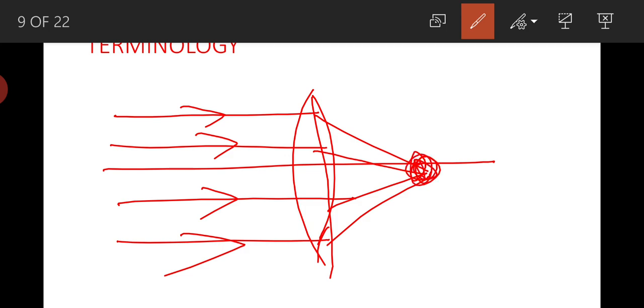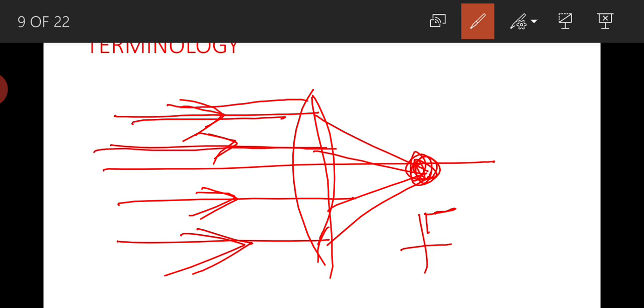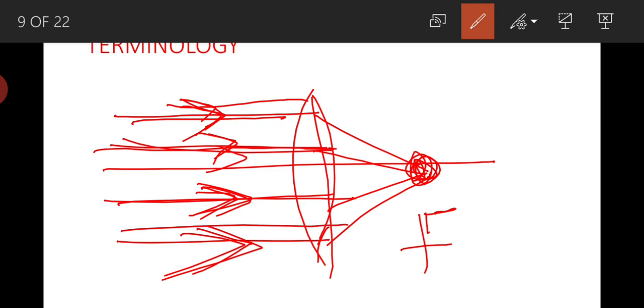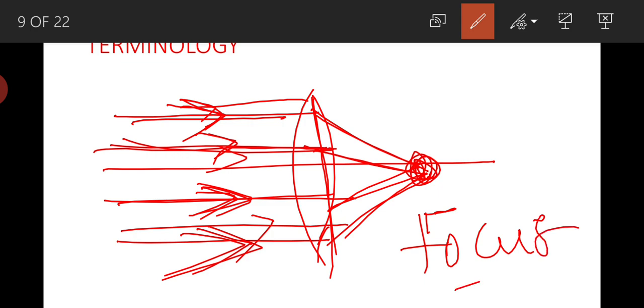Focus is a point where all the light rays which are coming from infinite distance, or the light rays which are parallel to the principal axis, meet. The light rays coming from infinite distance will be parallel to the principal axis. When all the light rays which are parallel to the principal axis fall on the convex lens, they will meet at one particular point. That particular point is called the focus.